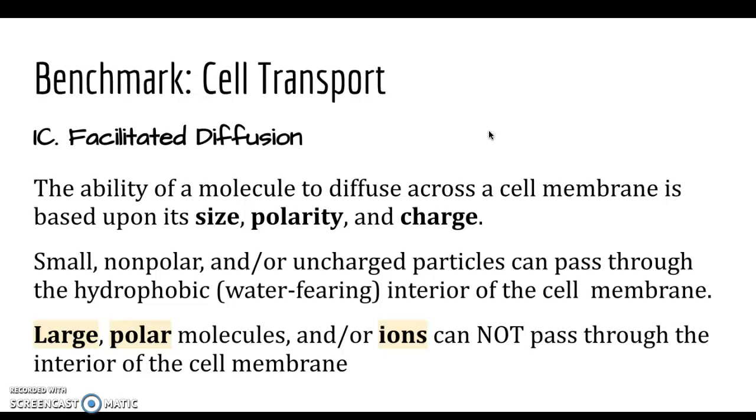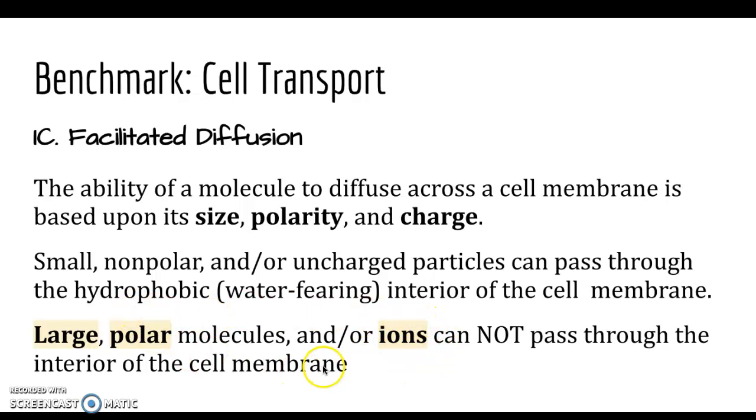Large and polar molecules or ions are not able to pass through the interior of the cell membrane, right? Because if it's large, it won't be able to get through very easily. Polar and nonpolar do not mix, so the inside of the cell membrane is nonpolar, so large polar molecules won't be able to make it through. And then finally, ions are charged molecules, or charged atoms, excuse me. So the nonpolar, uncharged interior of the membrane does not like ions.